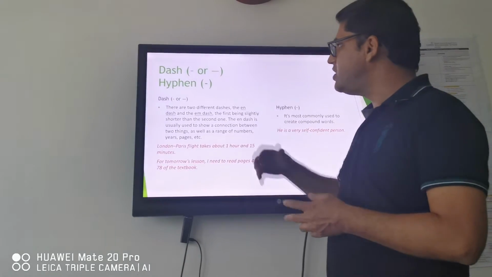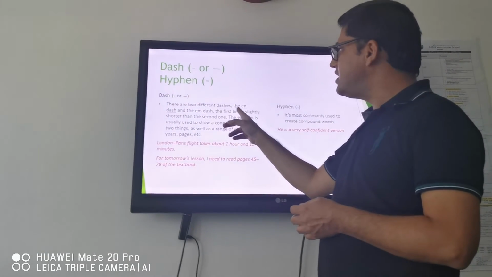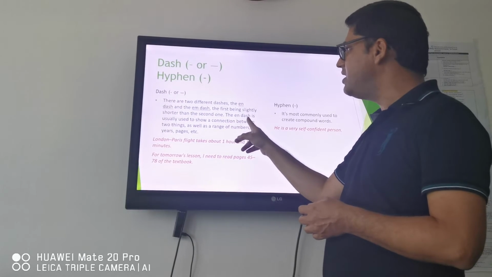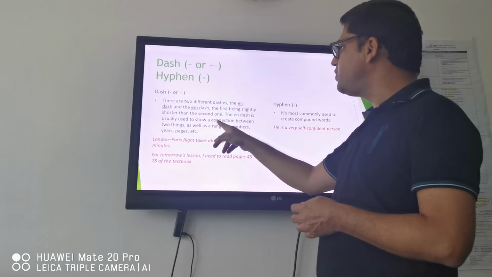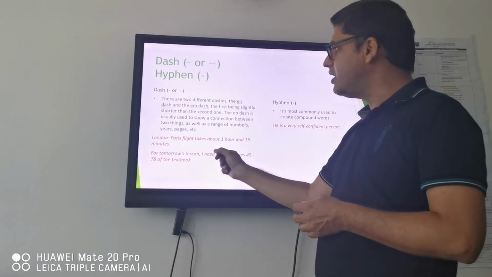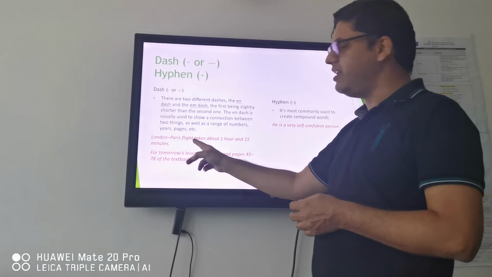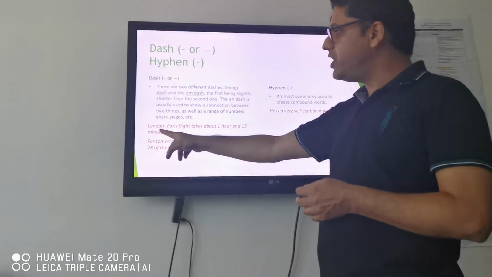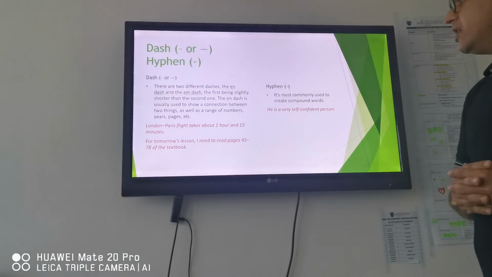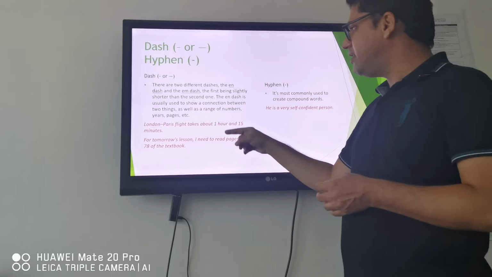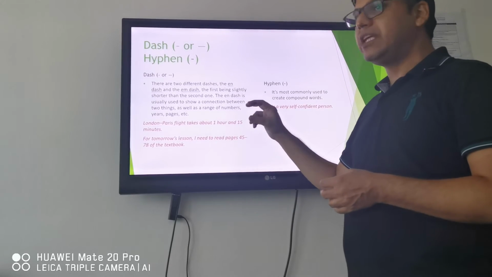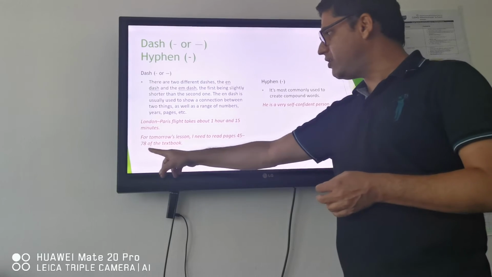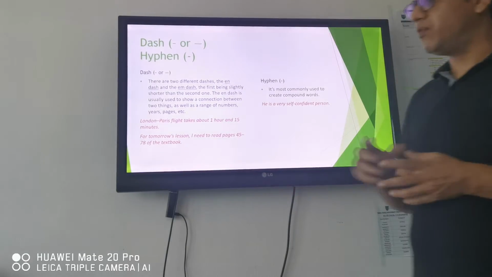Then we have the dash. There are two different dashes, the N dash and the M dash, the first being slightly shorter than the second one. The N dash is usually used to show a connection between two things, like a London–Paris flight. So the flight is going from London to Paris, but we are showing the connection. Likewise, if we want to give a range of page numbers, like pages 45–78, we use the dash to give this one.